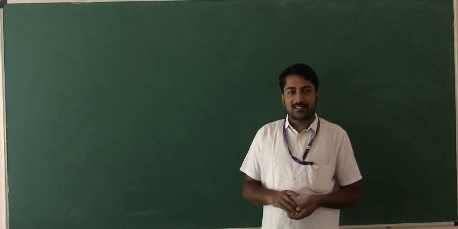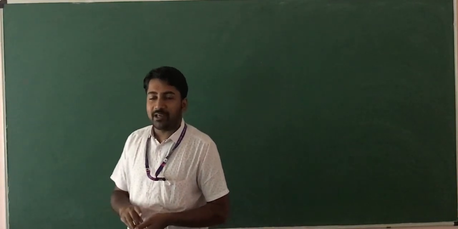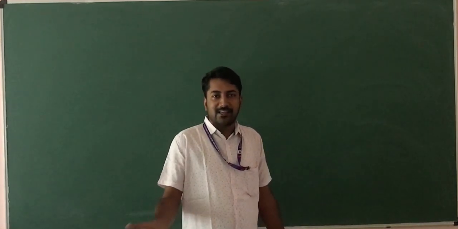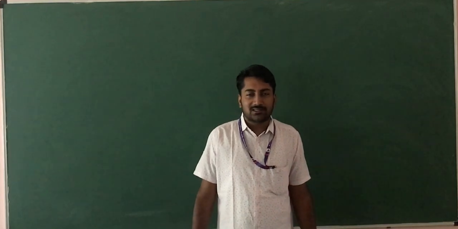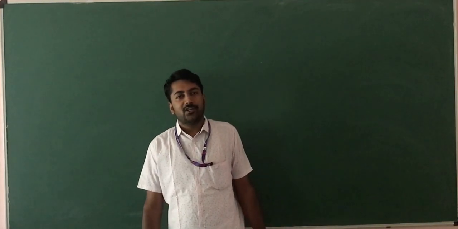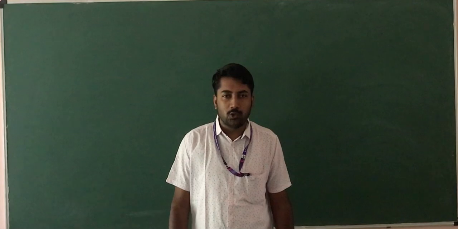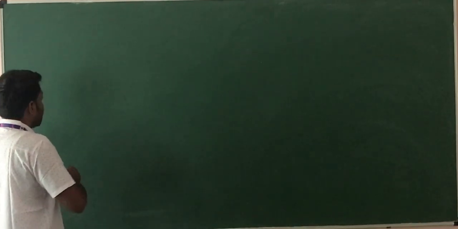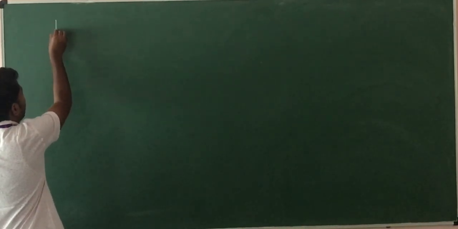In the previous class, I discussed the kinematic equations, equation number 1 and equation number 2. In this class, I am going to continue with the third kinematic equation, that is v square is equal to u square plus 2as. Now I consider a body moving with a uniform acceleration.